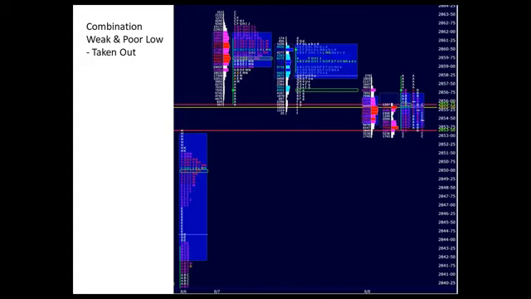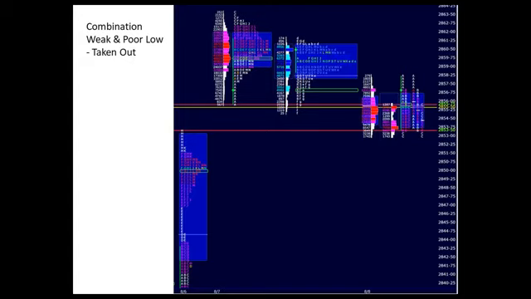Okay, we're going to look at a combination of a weak and a poor low. Early in the morning, the market trades down. There was a gap. It trades down and fills the gap from the previous day. Notice that initially, A period came down and traded a single tick above the high of the previous day. You got a little bit of rally, and then B period came down and traded one tick below A period. You still have a weak low in that case.